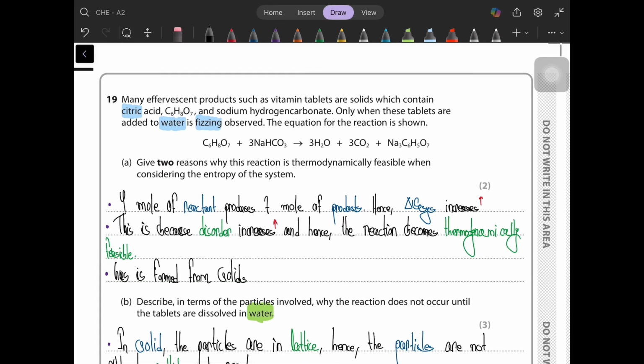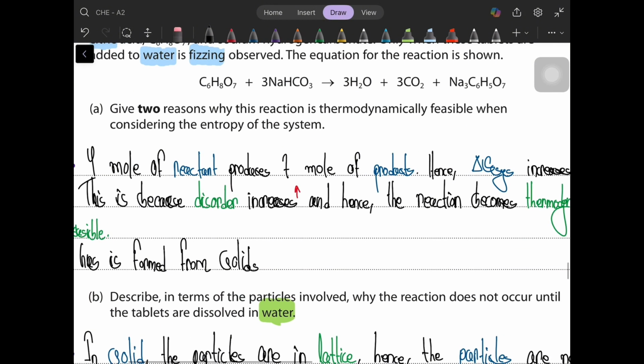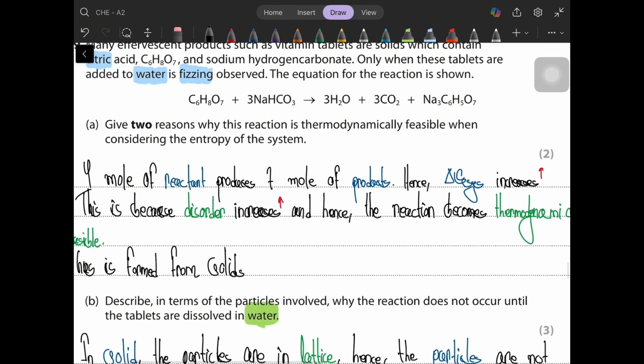4 moles of reactants produce 7 moles of products, hence the entropy change increases. This is because these increase, and hence the reaction becomes thermodynamically feasible. Also, gases are formed from solids, right? This describes, in terms of particles involved, why the reaction does not occur until the tablets are dissolved in water, right?